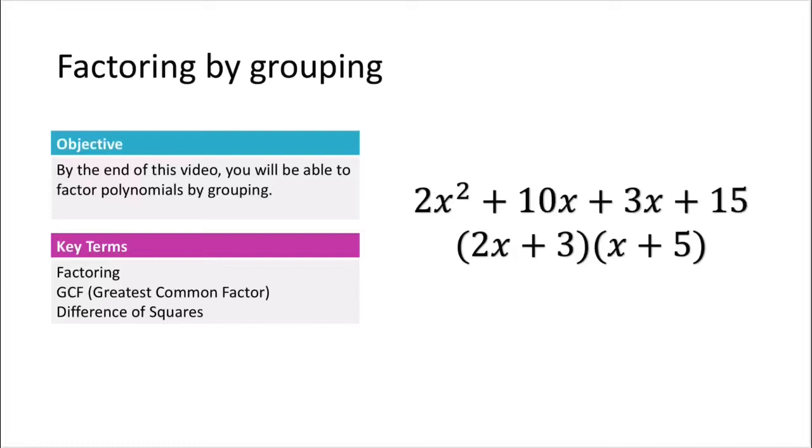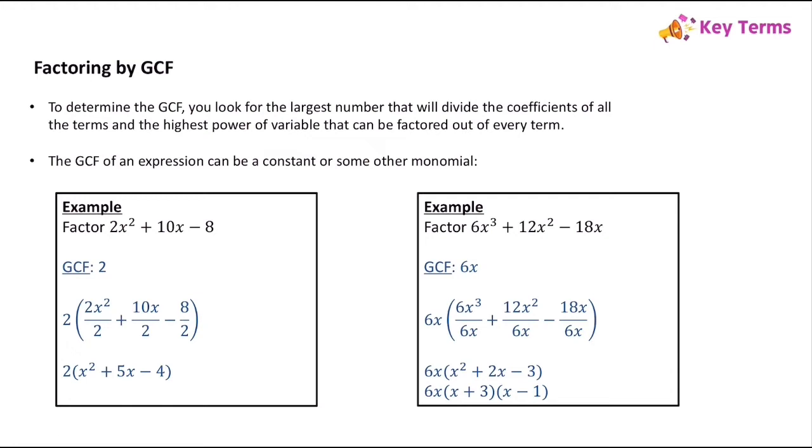So in this video, we're going to talk about how to factor polynomials by grouping. So remember, we talked about how to factor using a GCF. To determine the GCF, you're going to look for the largest number that will evenly divide the coefficients of all the terms and the highest power of variable that can be factored out of every term. Remember that the GCF of an expression can be a constant or some other monomial.